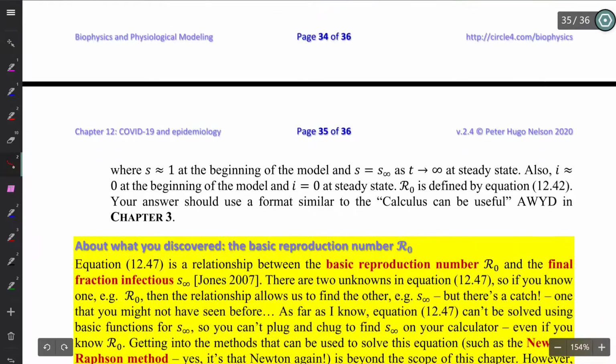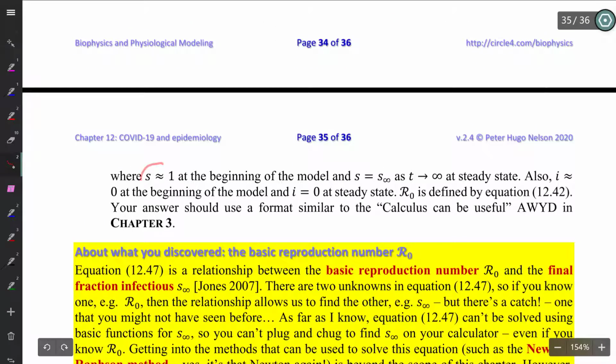Anyway, alright, and the assumptions are that S is approximately 1 at the beginning of the model, right? It can't be exactly 1 because there'd be no infectious people to start off the infection. So that's why there's a squiggly equals, the approximately equal. And we have the S equals S infinity as time goes to large values and we reach steady state.